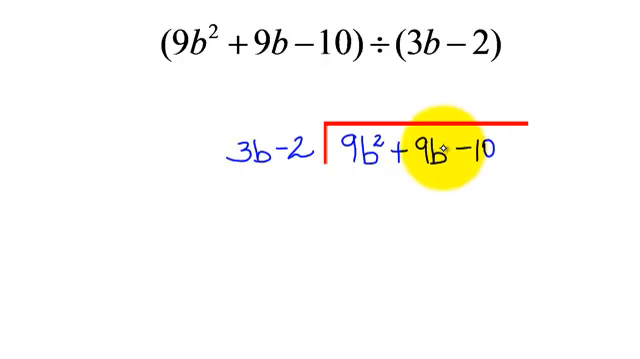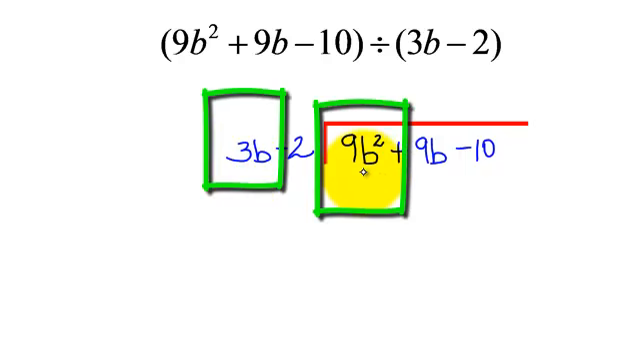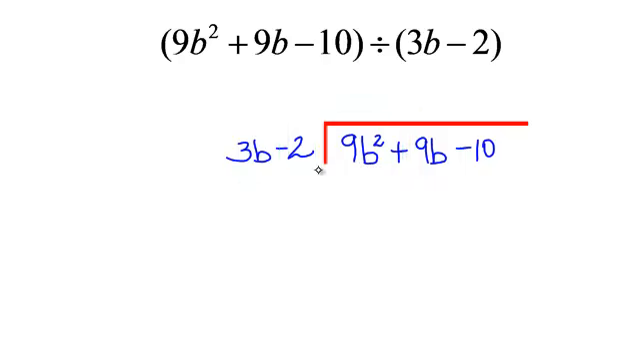B squared, b to the first, no b at all. In my divisor, the thing outside the house, I have b to the first and then a constant, which is no b. I'm going to look at the first term in each of these. So how many times will 3b go into 9b squared? Well, 3 times 3 is 9, and b times b is b squared.